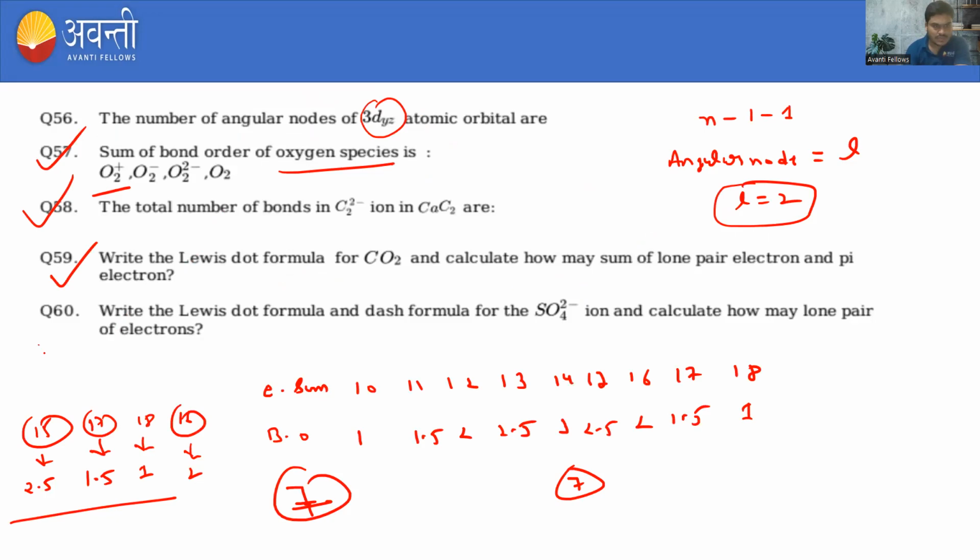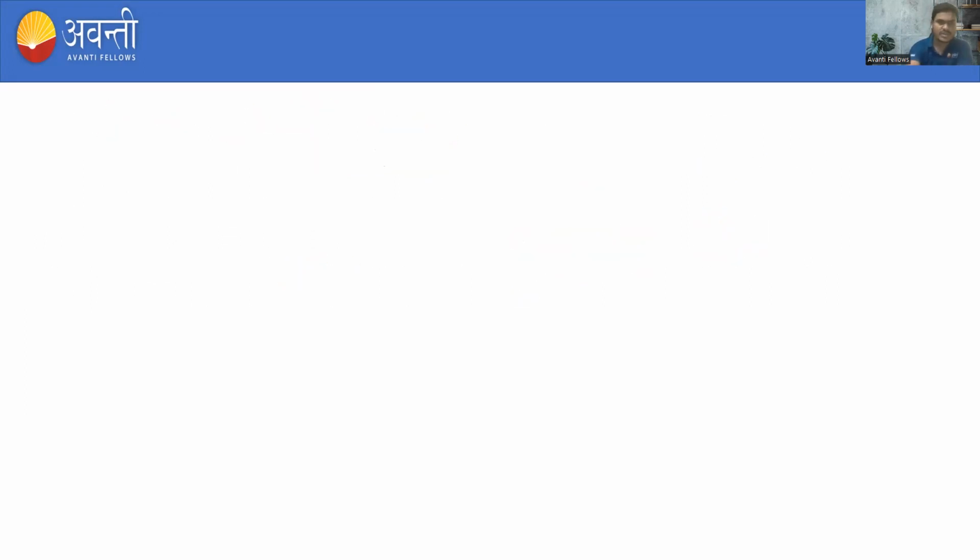Okay, move to question number 60. Right, this is the last question. That is, write the Lewis dot formula and the dash formula of the SO4 2- ion and calculate how many lone pairs of electrons there are. So let me draw the structure. SO4 only, SO4 twice negative.